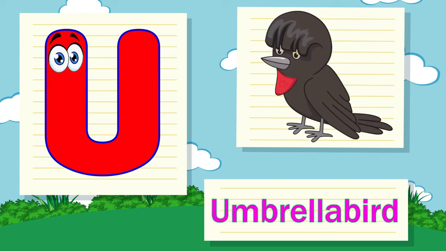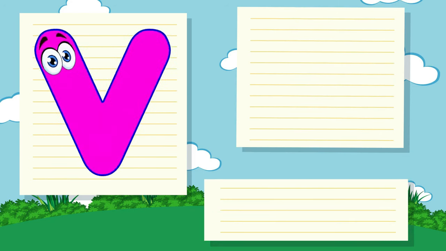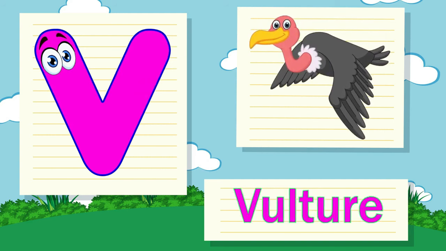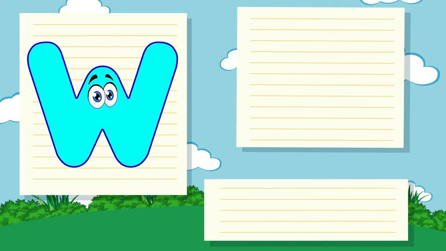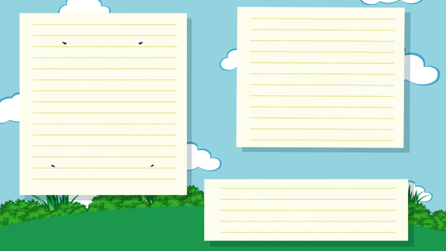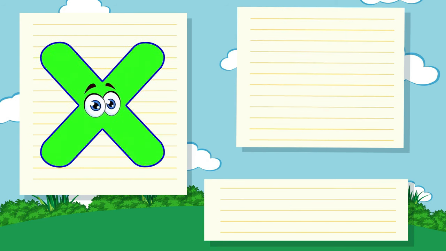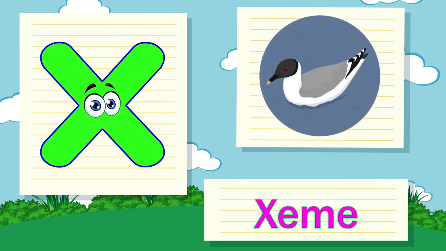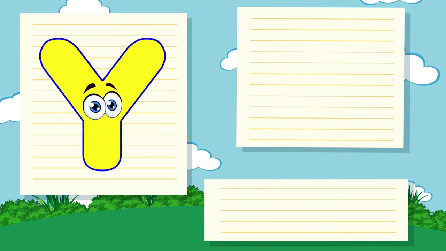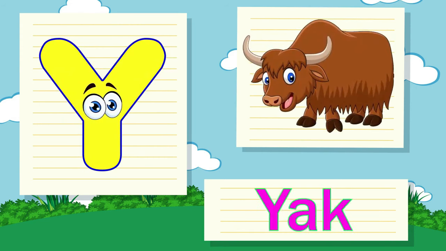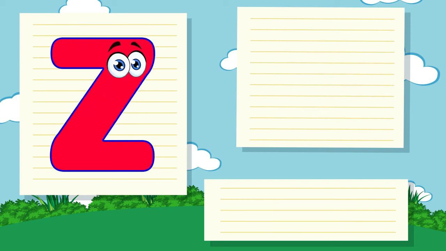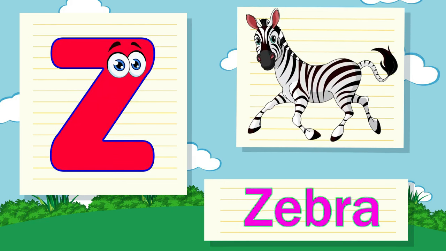U for umbrella bird. V for wheelchair. W for wolf. X for X-ray. Y for York. Z for zebra.